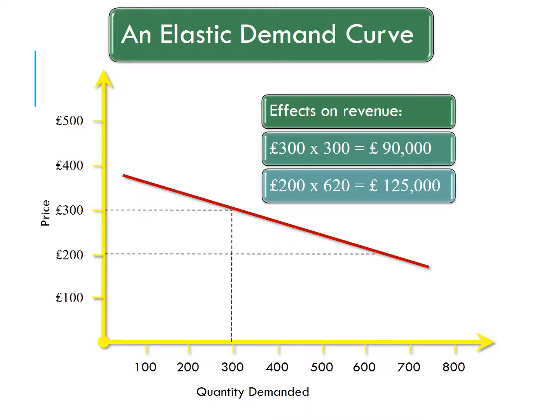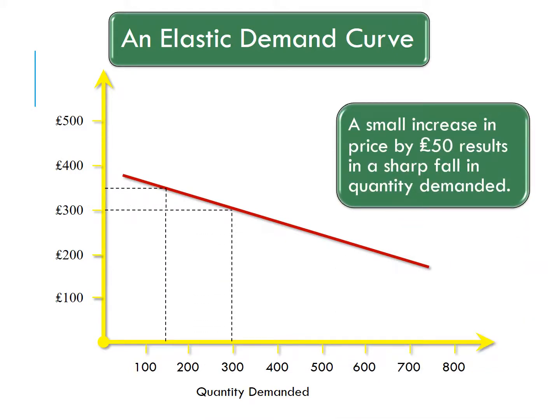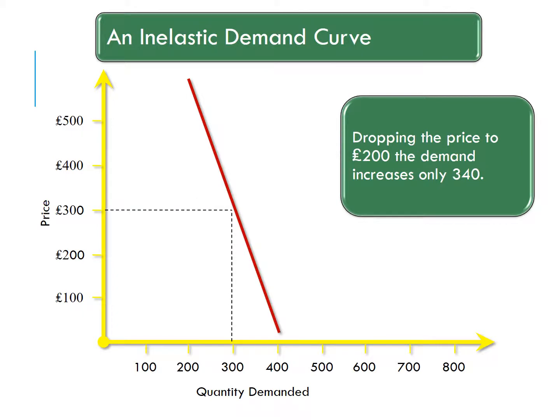Well, we've seen that the demand increases to 620, and so what would happen to their revenue is actually their revenue would be higher. So here we can see for this particular business, if they drop their price, they'd actually receive more money. On the flip side, if they were to raise their price by a small increase, let's say £50, that results in quite a sharp drop in demand.